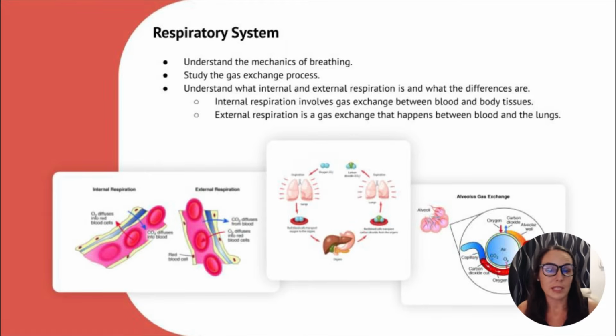External respiration takes place in the lungs, where oxygen from the air diffuses into the blood in the alveoli, while carbon dioxide is expelled from the blood into the air. Whereas internal respiration occurs at a cellular level. That's where the oxygen-rich blood reaches the body's tissues, where oxygen diffuses into the cells, while carbon dioxide moves from the cells into the bloodstream. So you want to know the difference between the external and internal respiration.